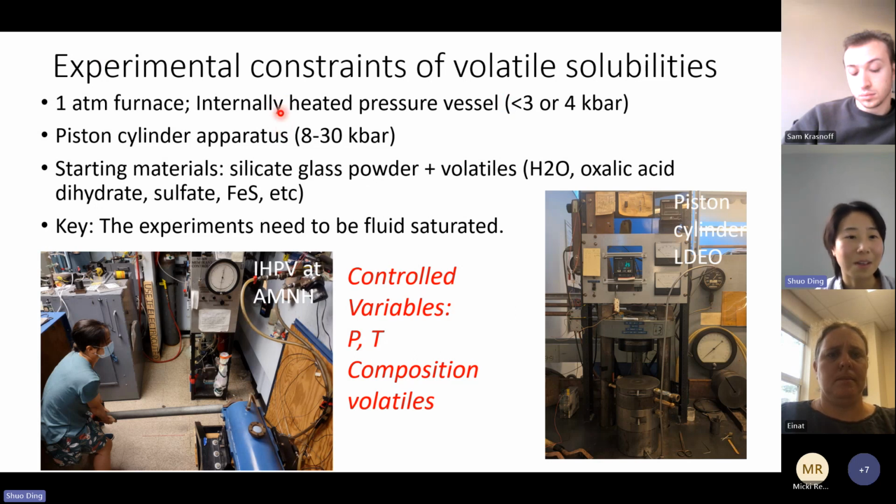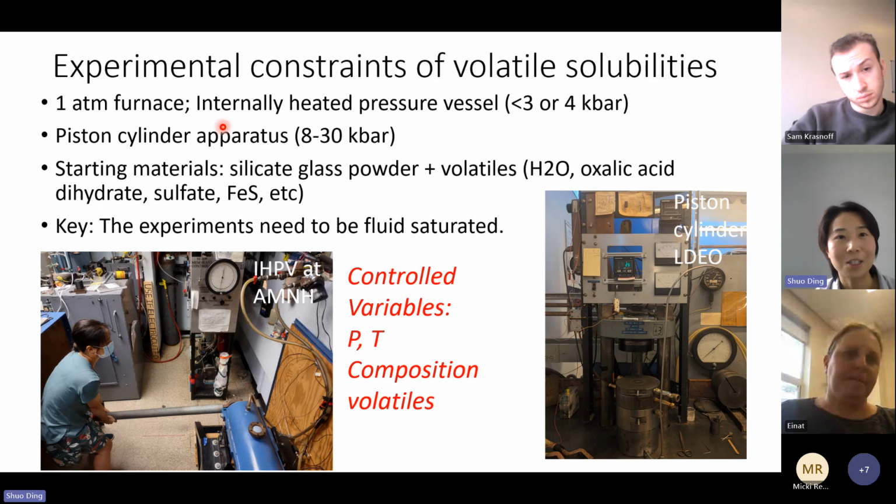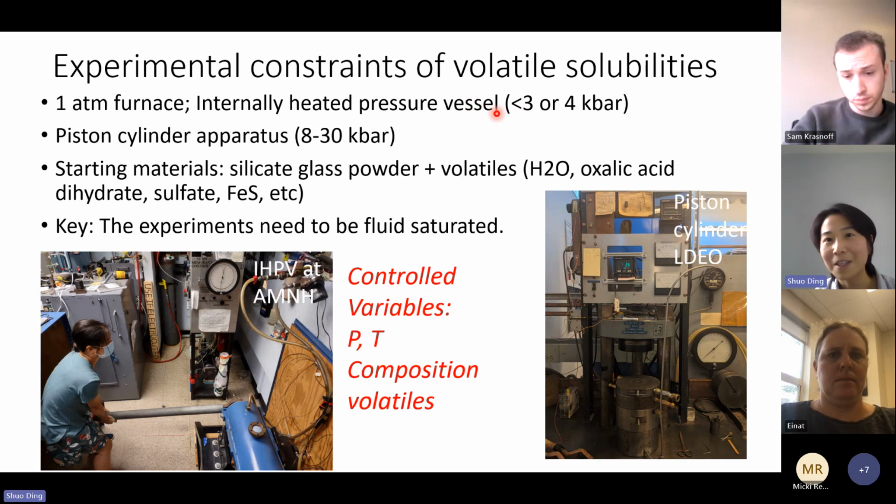The common apparatus we use to study volatile solubility: at 1 atmosphere, we can just use a 1 atmosphere gas furnace. At high pressure, we can use an internally heated pressure vessel, which looks like this. This is a gas media apparatus, so we use argon gas as the pressure medium. This pressure vessel is probably the best apparatus to study volcanic processes, because it covers pressures from very low, like half a kilobar, to 3 or 4 kilobars, which is where volcanic processes usually happen.